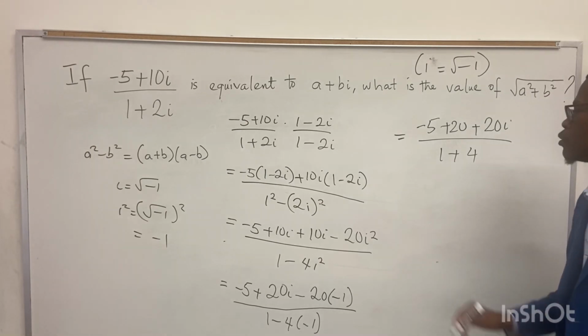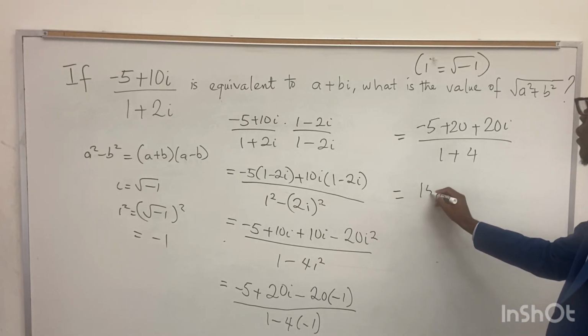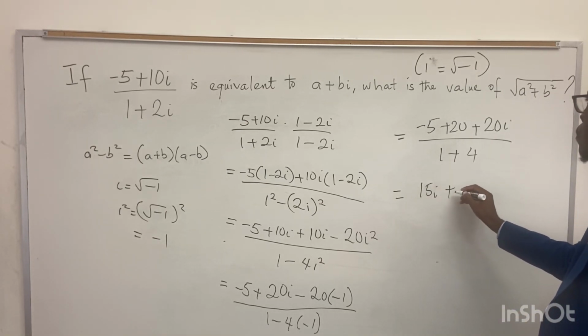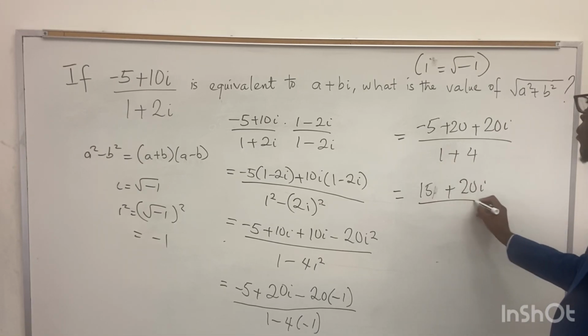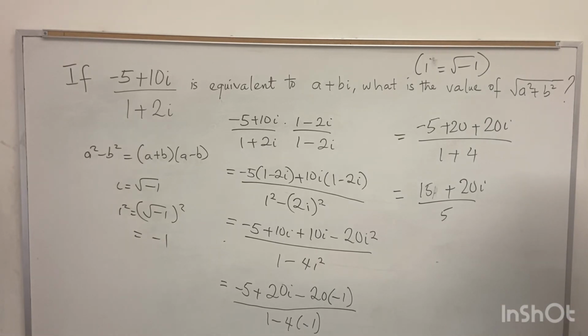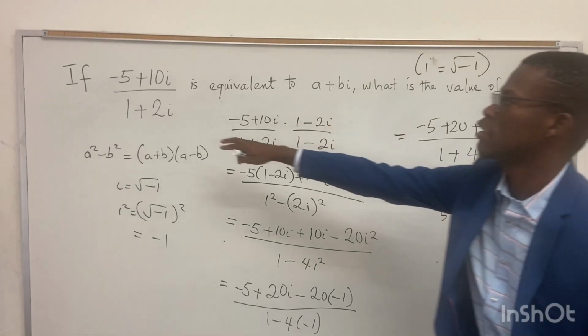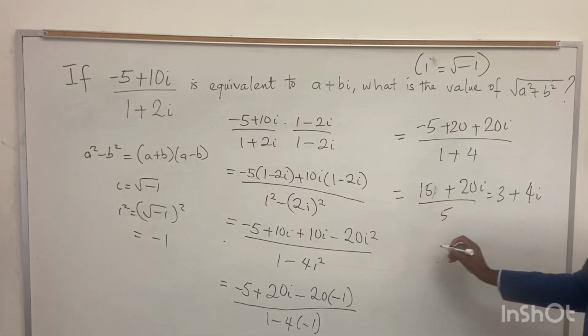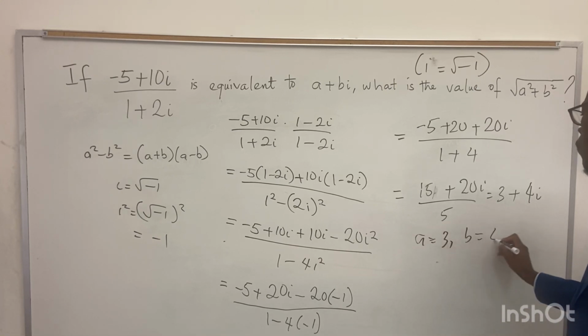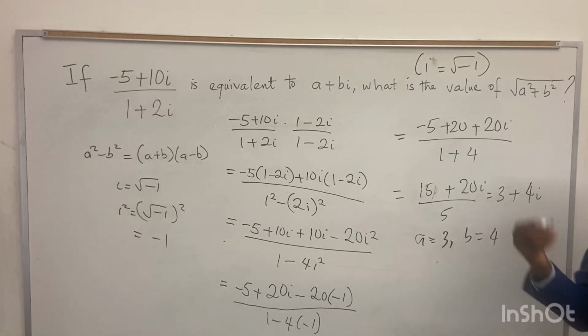Okay, so then this becomes 15 plus 20i, divided by 5. All right, so 15 divided by 5 is 3. 20 divided by 5 is 4, so 3 plus 4i. So we've resolved this into looking like this. This becomes 3 plus 4i, so that means a is 3 and b is 4. Okay, now the rest is easy.